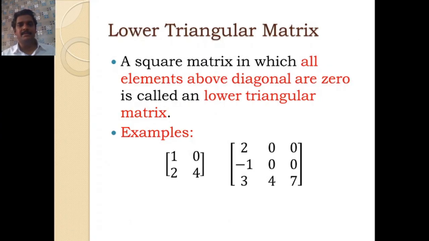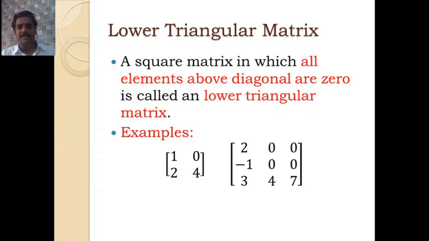The next type is the lower triangular matrix. This is very much similar to the upper triangular matrix. In the upper triangular matrix, what do we do? We put 0 below the diagonal. In this one, you'll have to put 0 above the diagonal. Okay. Definition. A square matrix in which all elements above the diagonal are 0 is called a lower triangular matrix.